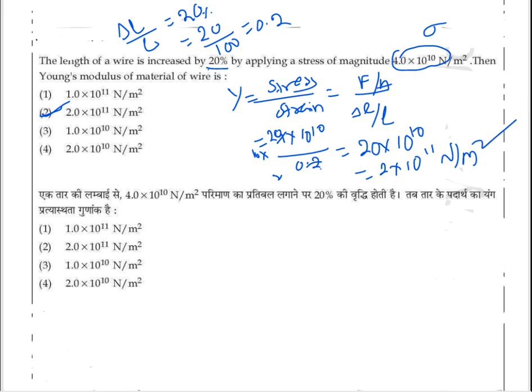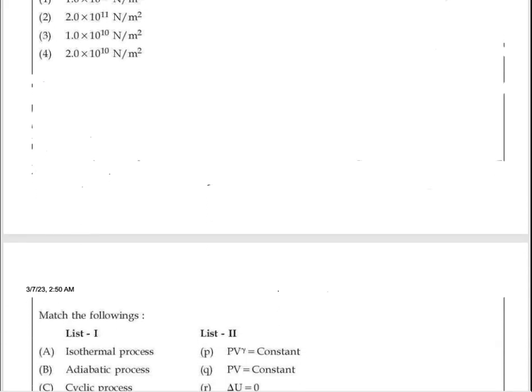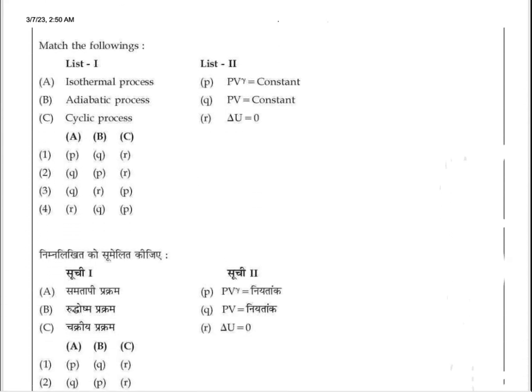So we'll move to our next question. So our next question is the isothermal process. It is a very easy question. Isothermal is simply PV equal to constant, adiabatic is PV to the power gamma is constant, and in a cyclic process, the change in internal energy is 0. So the answer is A is Q, B is P, and option C is R. It is directly given in this question.